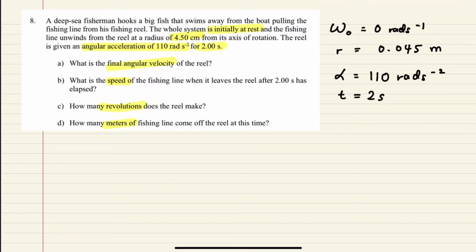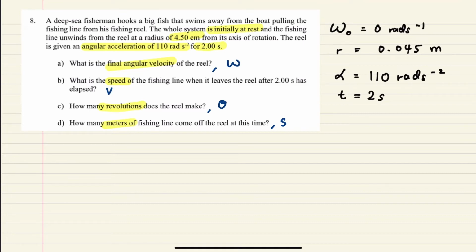Okay, for the first question, they want to find the final angular velocity. They want to find omega. They give you omega naught. What is the speed of the fishing line? Speed, so that one is linear speed, which is v. How many revolutions does the reel make? How many cycles? That one is represented with theta. But remember the SI unit for theta is radian, so the question actually wants you to find it in terms of revolutions, so you have to convert afterwards. How many meters of fishing line come off the reel in this time? That one is S, because it says meter. Meter is the indicator that it is actually linear displacement.